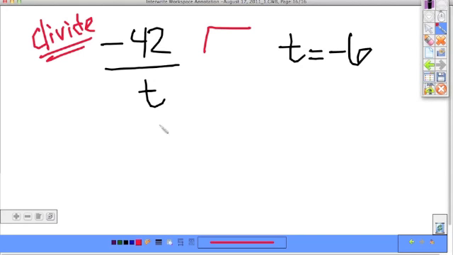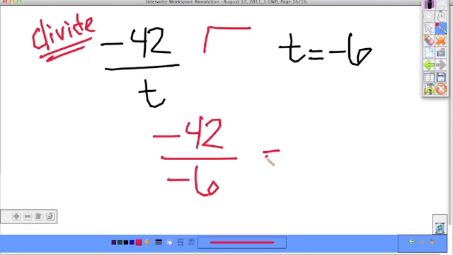So here we go. Let's swap this out. We have negative 42, and I'm going to keep that because it's a given. Instead of t, I'm now going to put negative 6. Multiplying and dividing integers follows the same rule. A negative and a negative is going to give me a positive answer. I don't need to write this for the test or for my classwork or homework. I'm just doing this right now to help you.